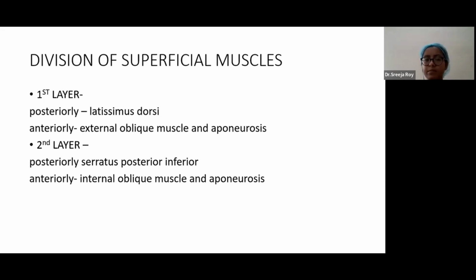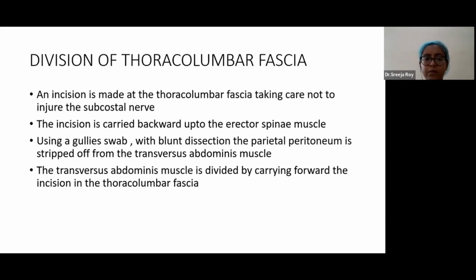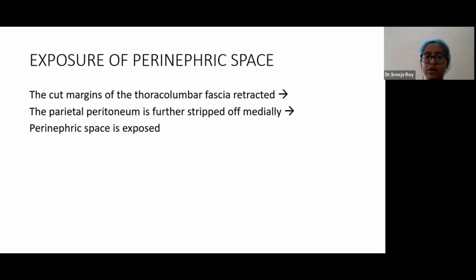Then we divide the superficial muscles. The first layer, posteriorly there is latissimus dorsi and anteriorly there is external oblique muscle and aponeurosis. On the next layer, posteriorly there is serratus posterior inferior and anteriorly there is internal oblique muscle and aponeurosis. Then we divide the thoracolumbar fascia. An incision is made at the thoracolumbar fascia, taking care not to injure the subcostal nerve. The incision is carried backward up to the erector spinae muscle. Using a gauze swab with blunt dissection, the parietal peritoneum is stripped off from the transversus abdominis muscle. The transversus abdominis muscle is divided by carrying forward the incision in the thoracolumbar fascia.